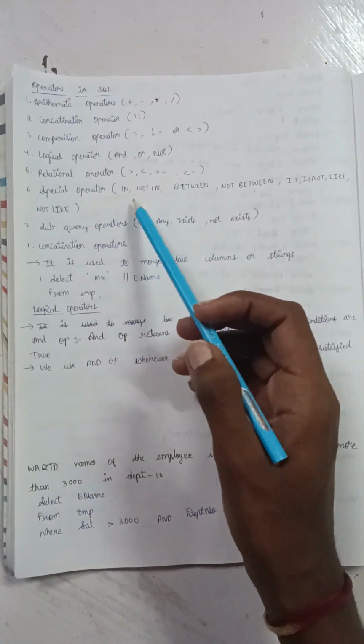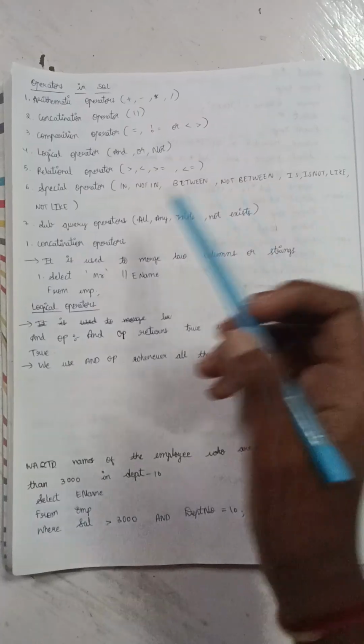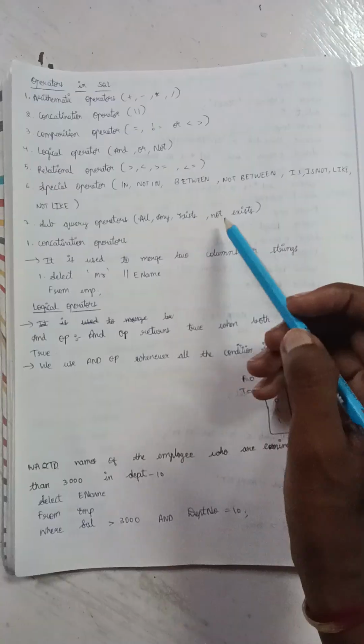Special operators: in, not in, between, not between, is not, like, not like. Subquery operators: all, any, exists, not exists.